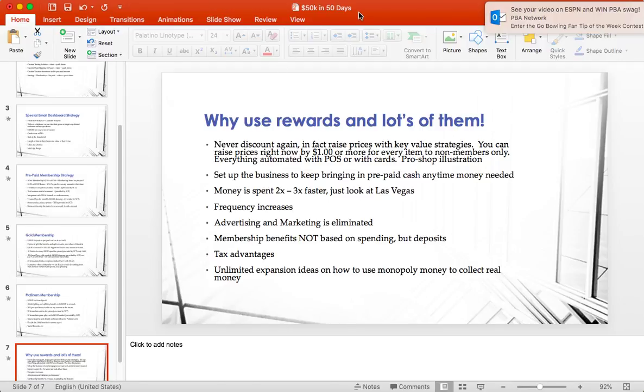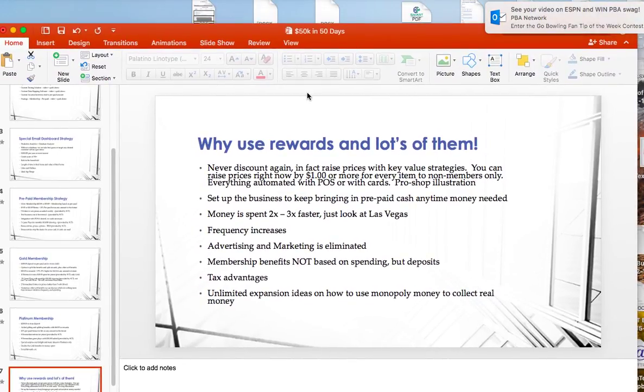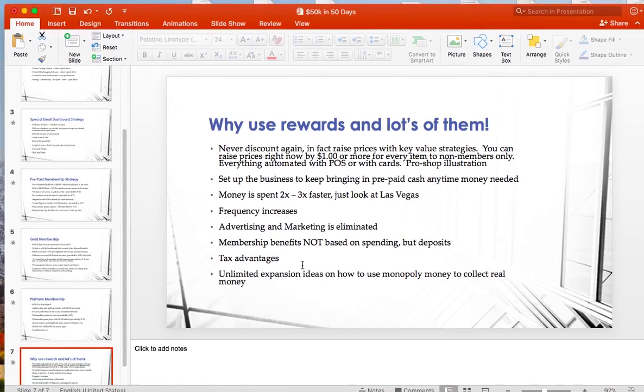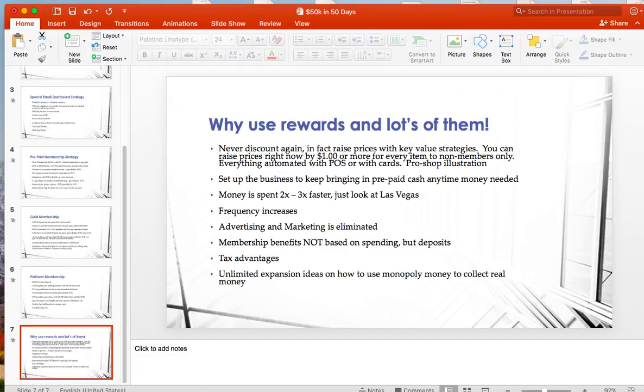Now, you also get unlimited expansion. Okay, I'll move that up here. Ideas on how to use monopoly money to collect real money. And these are all the advantages of a prepaid strategy. Stay tuned for part 2.